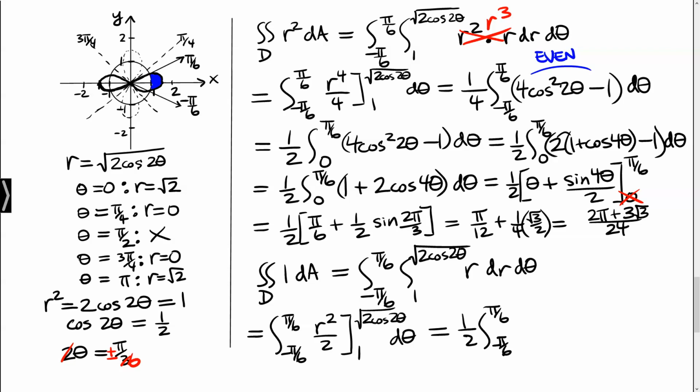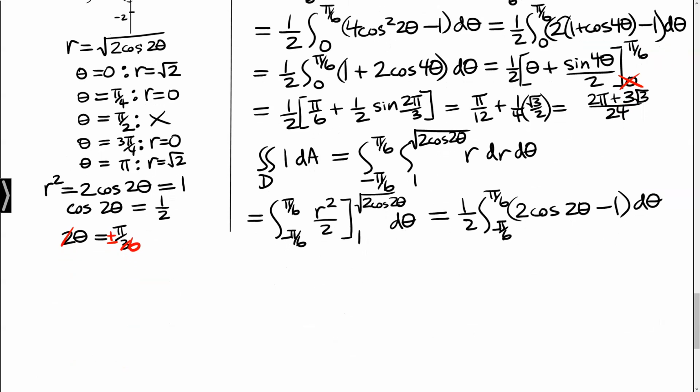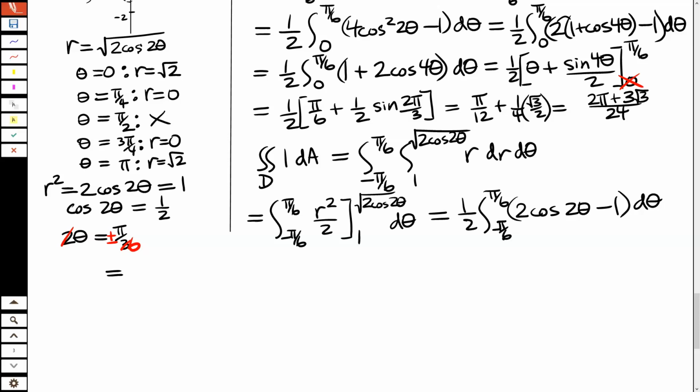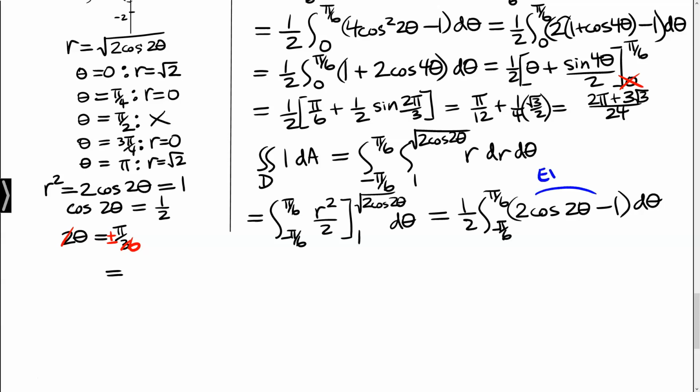And what are we left with here? 2 cosine 2 theta, subtract 1. Okay, so we are just about there. Let's see, again, notice this is an even function. Always be on the lookout for these things. Even function means I can double it, which means the 1/2 is going to become 1. So I'm just integrating from 0 to pi over 6 of 2 cosine 2 theta minus 1.